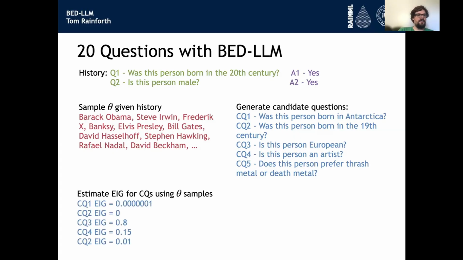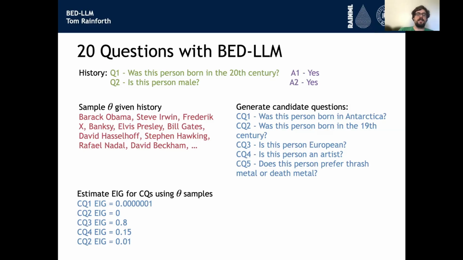So going back to algorithmically how we're going to do things, we're going to estimate those EIGs. And as you can see here, we'll get very low EIGs for these bad questions. So the person who's born in Antarctica will probably get some tiny value. We could argue we get exactly 0 if they're born in the 19th century, because we know they're not. If the person's European, that gives us a good score of, in this case, 0.8. The person's an artist, a bit lower. And the question, do they prefer thrash metal or death metal?